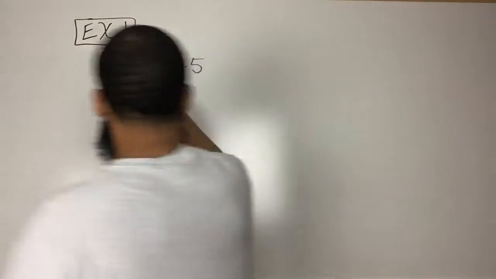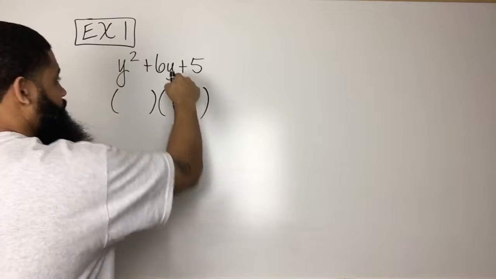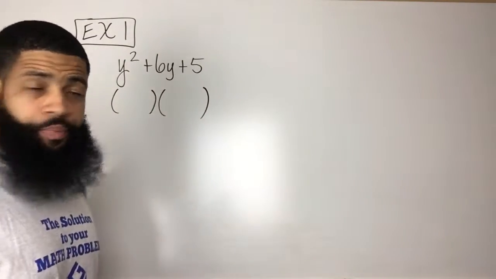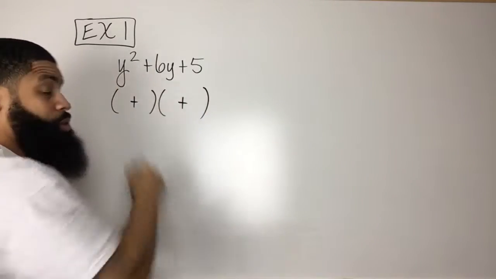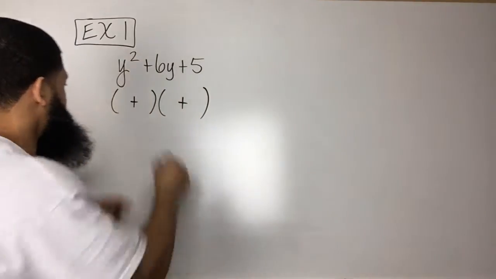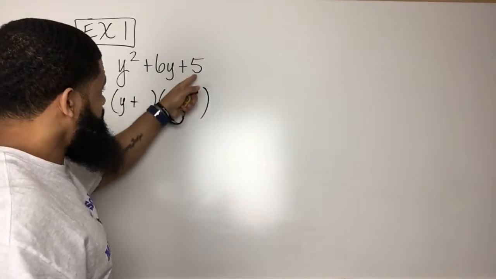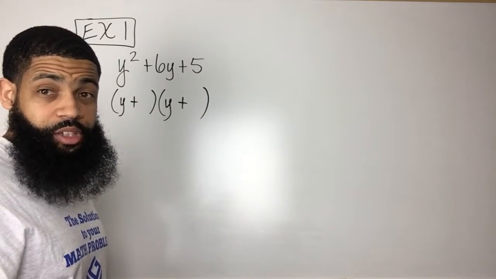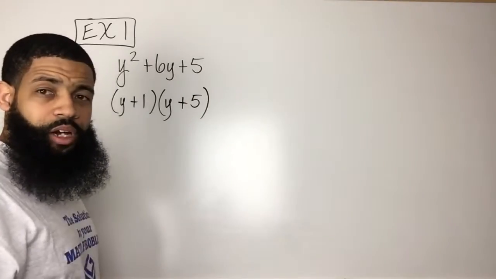Since the middle term is positive and the last term is positive, we call this the B term and the C term, and I'm going to have plus here, plus here. The only two factors that I can multiply to get y squared are y times y. Now, I need to look at the factors of 5. Well, 5 is a prime number, so the only factors are 1 and 5. So 1 and 5. Now, you can switch those.